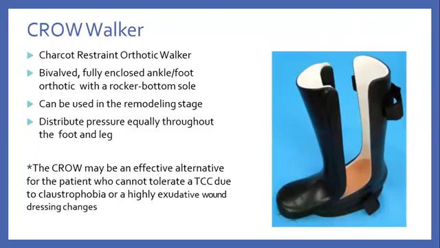So when you're transitioning your patient out of the total contact cast, a great device for them is your Crow walker, which is called a Charcot restraint orthotic walker. It's a bivalve, fully enclosed ankle foot orthotic with a rocker bottom sole. It can be used in the remodeling stage, and it will distribute pressure equally throughout the foot and the leg. The Crow may be an effective alternative for the patient who cannot tolerate a total contact cast due to claustrophobia or a highly exudative wound that requires dressing changes.